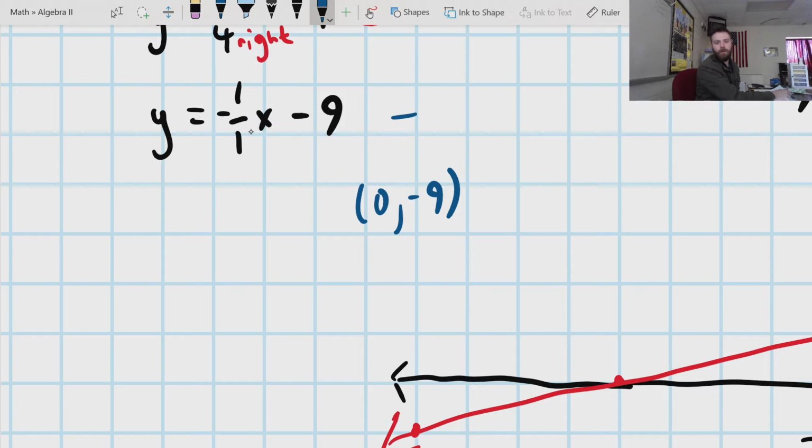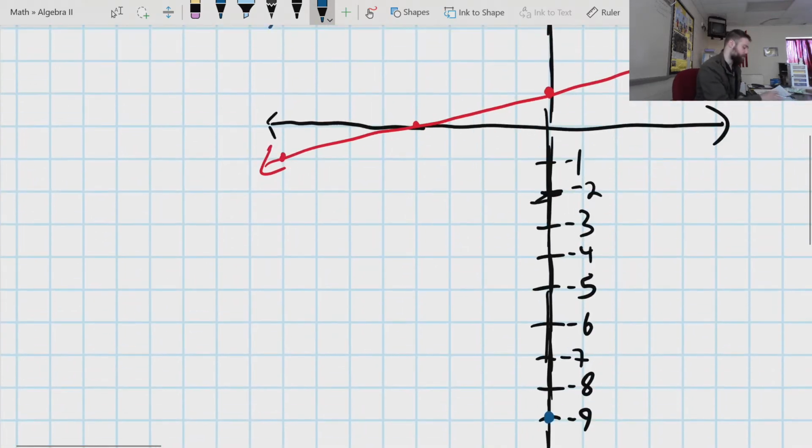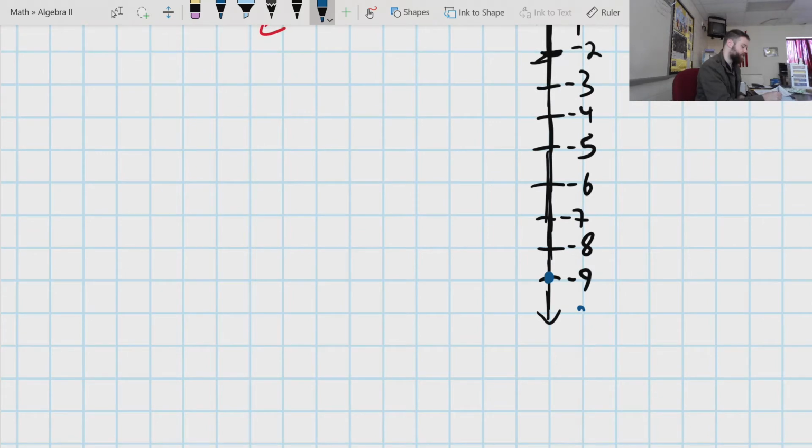And then the bottom always tells you to go right, is what I tell my students. So down 1, right 1. I'm not being precise with my language here, I'm just trying to get the point across, okay? So from that point, I'm going to go down 1, right 1, and the pattern continues. And then from that y-intercept, I can also go up 1, left 1.